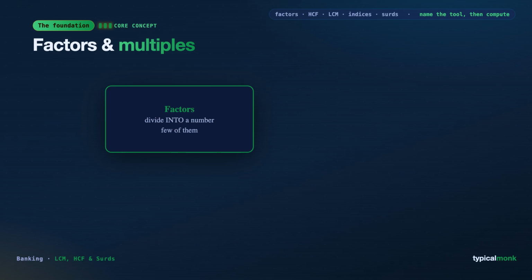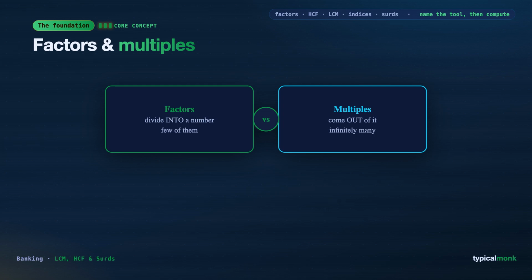Let us begin. Before HCF and LCM, we must be crystal clear on the two ideas they are built from: factors and multiples, because confusing them is the single most common beginner mistake. A factor of a number is a number that divides it exactly, leaving no remainder. Take 12. It is divided exactly by 1, 2, 3, 4, 6, and 12. So those are the factors of 12. Factors are always less than or equal to the number itself, and every number has a limited, countable set of them. Think of factors as the building blocks that a number can be broken into.